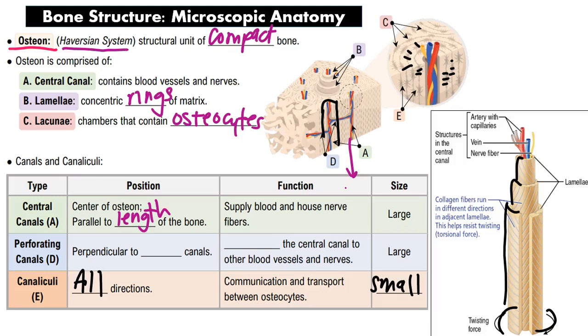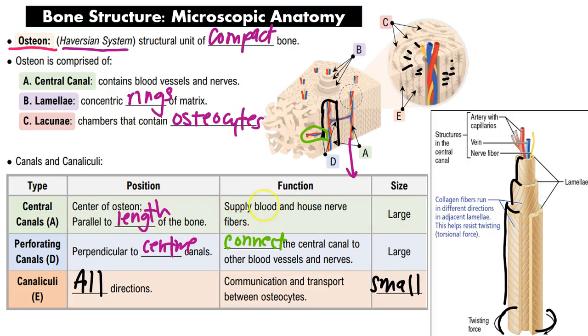And then we have the perforating canal. Those perforating canals are going to be perpendicular to the central canal. So this will be considered a perforating canal. That's where letter D is pointing to, perforating canal. Okay? And the cool thing about these is they connect the central canal to other blood vessels and nerves. And so that's how we're able to build the system of all of this amount of blood and nerve endings that are going to be a part of the bone itself.